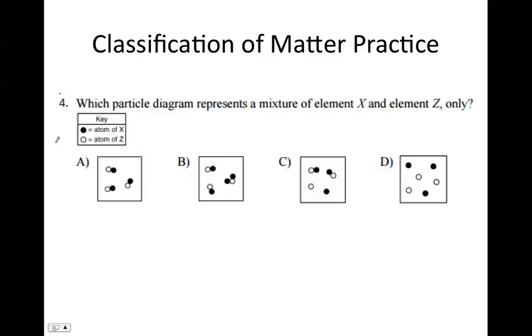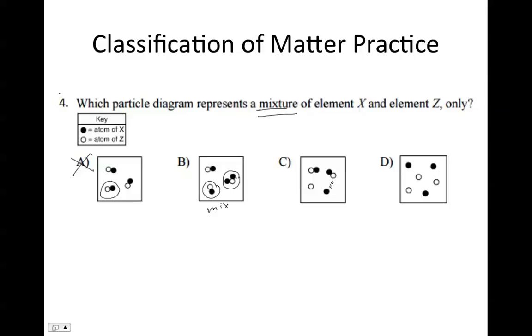All right, which particle diagram represents a mixture of elements X and Z only? So first thing, we're looking for a mixture. So let's start here. A, I have one type of particle. It looks the same throughout, so that has to be a substance because they all match. B, this is a possibility. Okay, we have one type of particle there, one type of particle here, so that is a mixture.